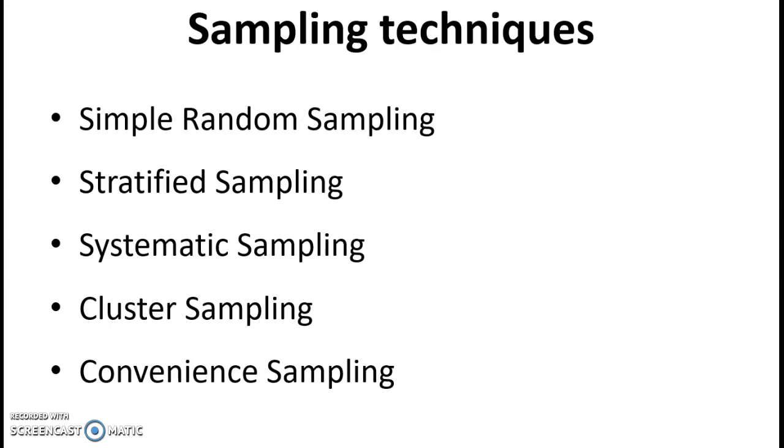So, random samples is what we are talking about. So, sampling techniques. We're going to talk about a simple random sample, stratified sampling, systematic sampling, cluster sampling, and convenience sampling. 4 of those are good. 1 of them is not.